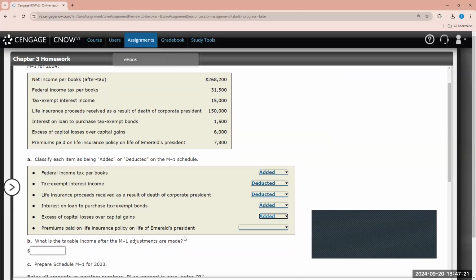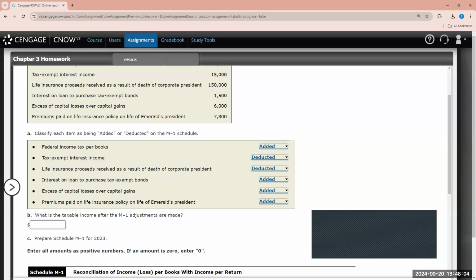Lastly, we have premiums paid on a life insurance policy on the life of Emerald's president. So again, much like the interest on loan to purchase tax exempt bonds, it is not included in income. So in this case, the policy proceeds are not included in income for the corporation when they receive the life insurance proceeds. Therefore, the premiums paid, although they are an expense for the financial statements, are not an expense for tax purposes. Therefore, it is added back.